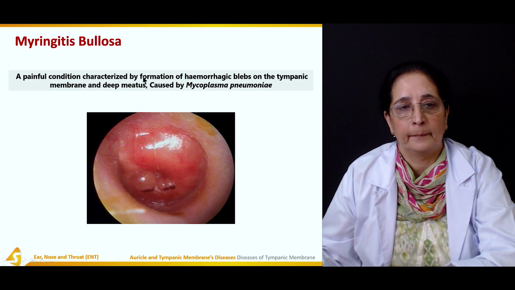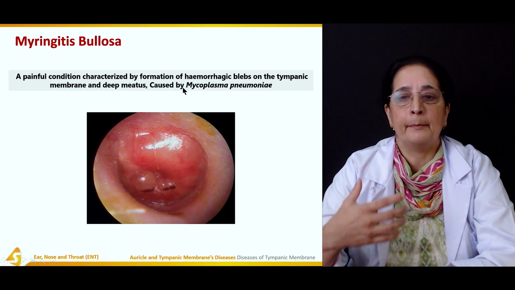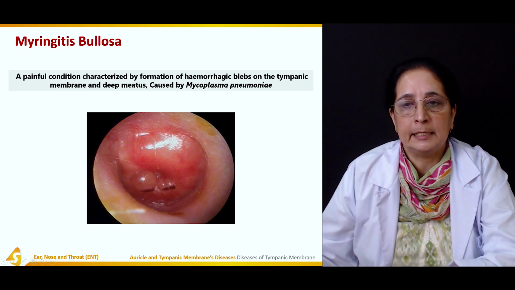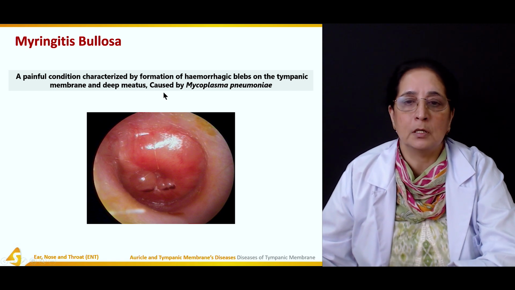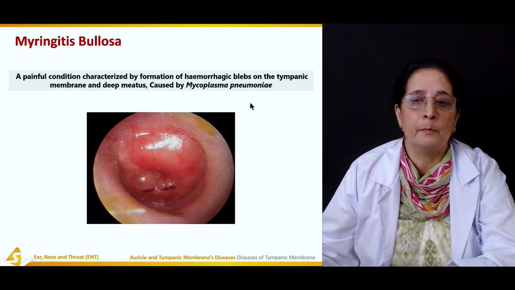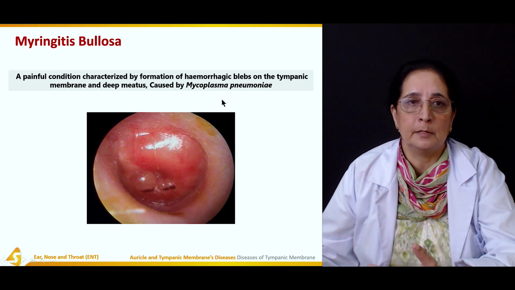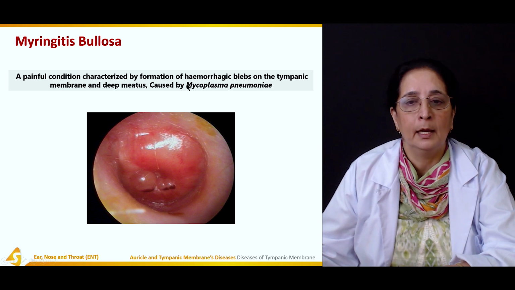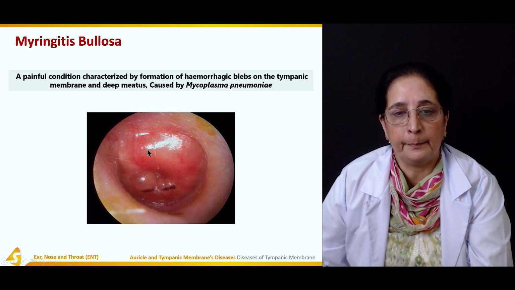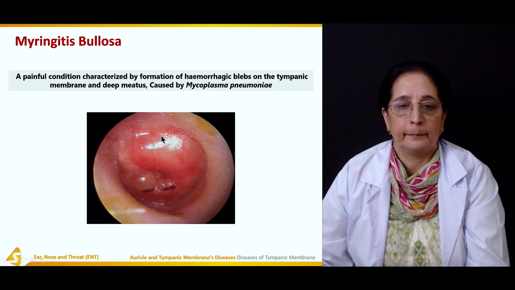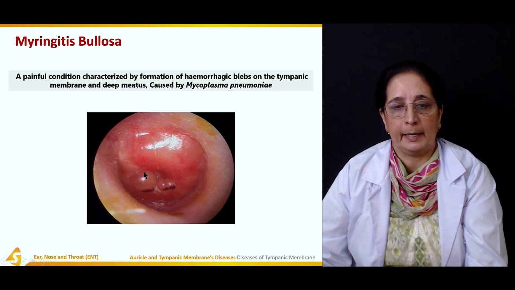Myringitis bullosa, a painful condition characterized by formation of hemorrhagic blebs on the tympanic membrane and deep meatus. This is usually caused by Mycoplasma pneumoniae. So the bacterium that causes this condition is Mycoplasma pneumoniae, and it causes hemorrhagic blebs. If you see the tympanic membrane, you can see the hemorrhagic blebs present on it.